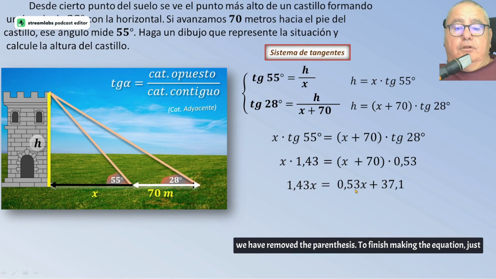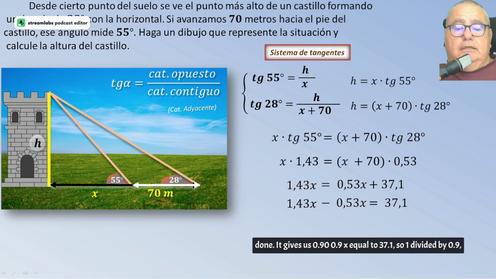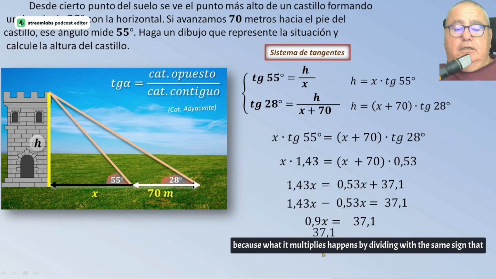To finish solving the equation, we just transpose terms. We leave the terms that contain x on the left, and the independent terms on the right. So here the 1.43x remains as it is, and the 0.53x, as it changes sides, changes its sign to minus: 1.43x minus 0.53x equals 37.1. Here the subtraction is done, and it gives us 0.90x equal to 37.1. So x equals 37.1 divided by 0.9, because what is multiplying passes to the other side dividing, with the same sign. That division gives 41.22.